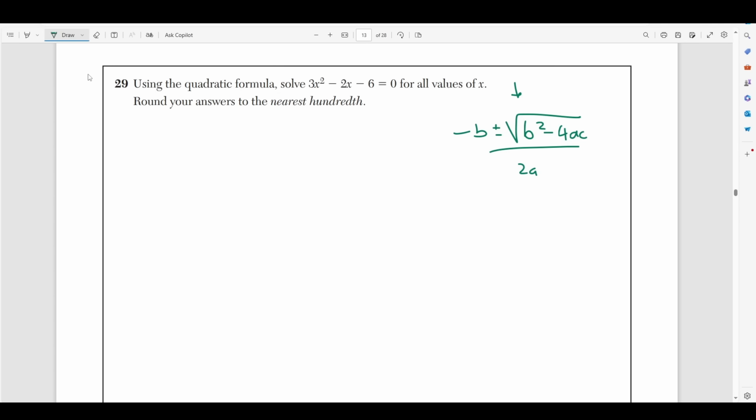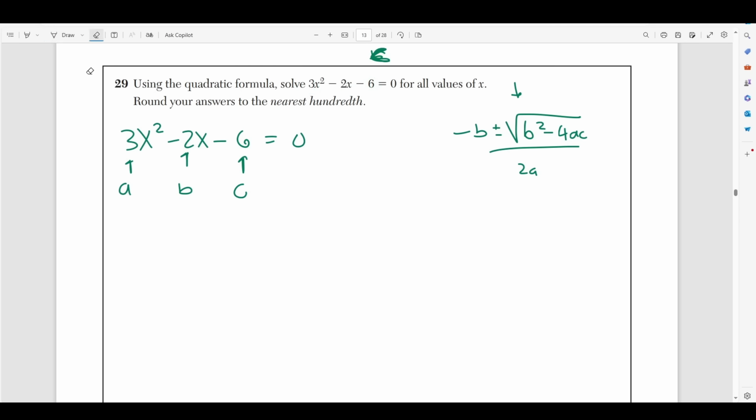So what is A, what is B, what is C? Your A, B, and C depend on the polynomial, right? So your A is always going to be the coefficient in front of the x squared. Your B is going to be the coefficient in front of the regular x, the x that is not being squared. And your C is just going to be the number that has no x attached, right? So it goes in alphabetical order from left to right. That's how I would remember it. A is all the way on the left, C is all the way on the right, and B is in the middle.